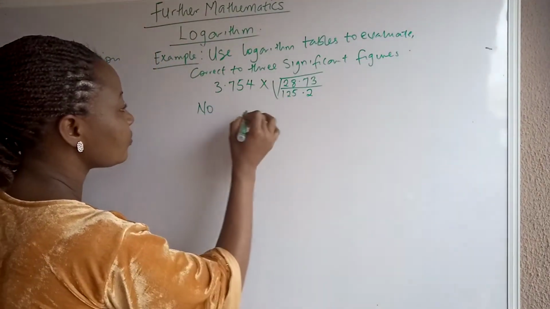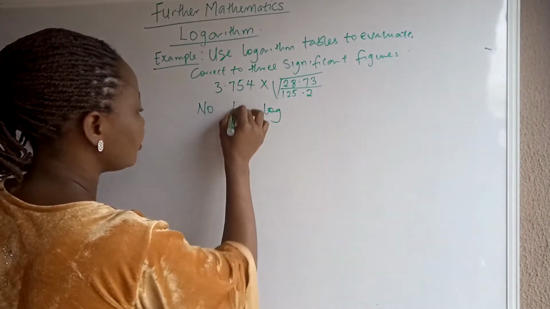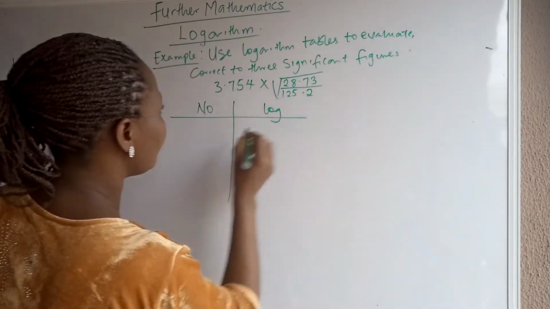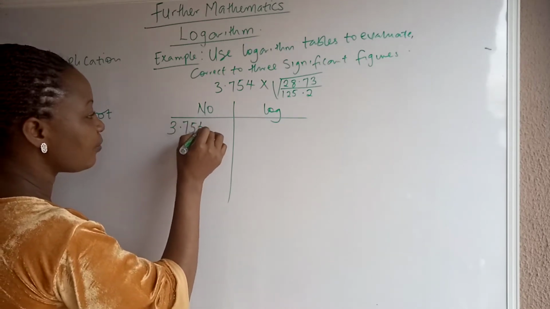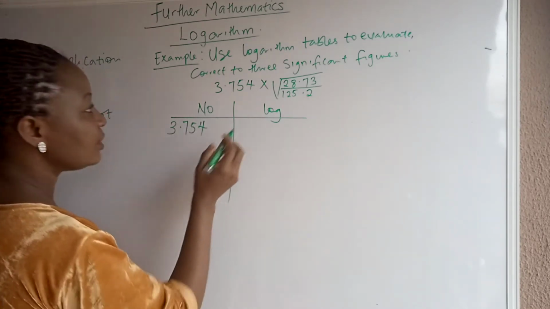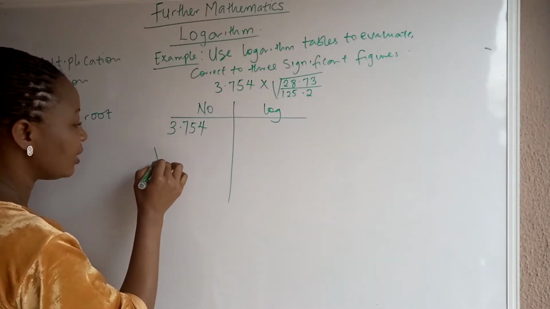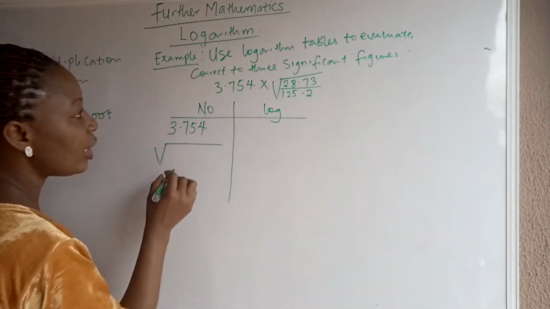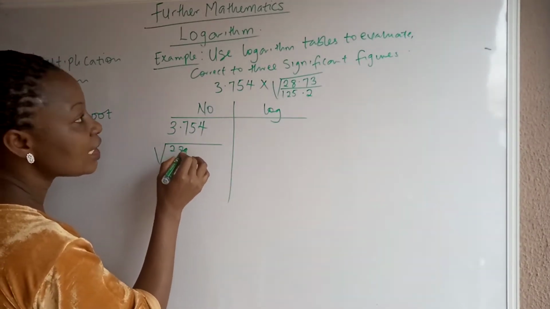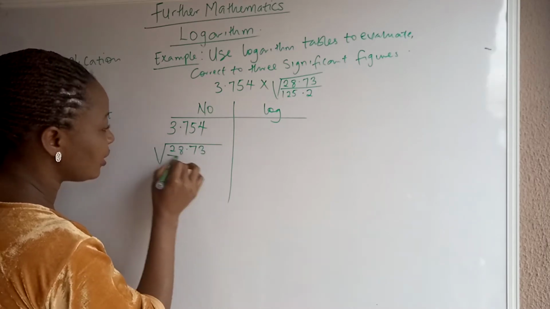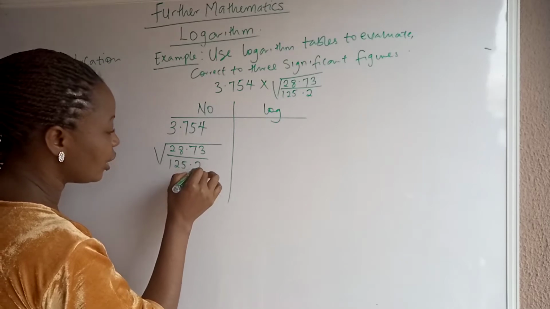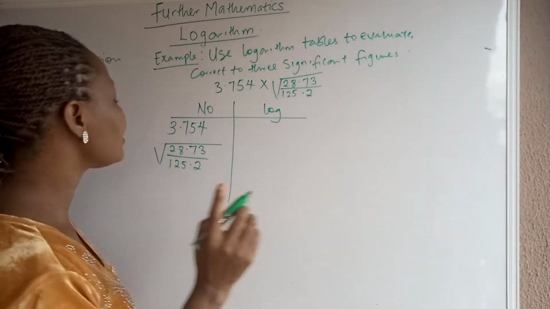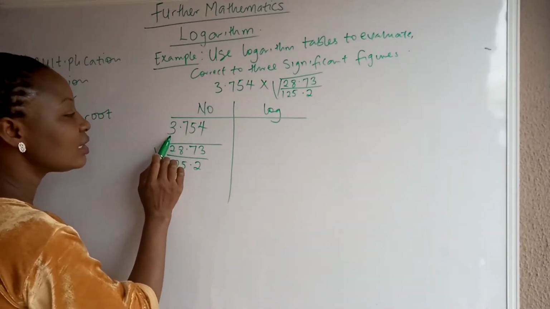Number log. I'm picking 3.754. Then I have the square root of 28.73 divided by 125.2. Now the first step I'm going to take is to count the number before the point.